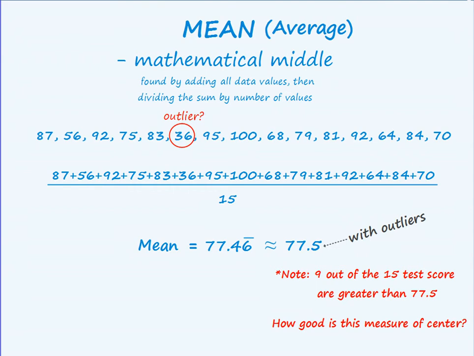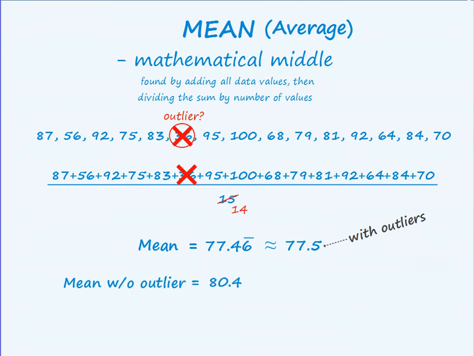So to find a more accurate mean, we can actually remove the 36 from our list. And that leaves me with only 14 test scores to find the mean of. So I'm going to add them together and divide by 14 this time, and I get a new mean of 80.4. It's a little different than our 77.5. Statistically, it's very different because now 8 of the test scores are above 80.4 and 7 of the scores are below. So it's a slightly better measure of middle for our list.